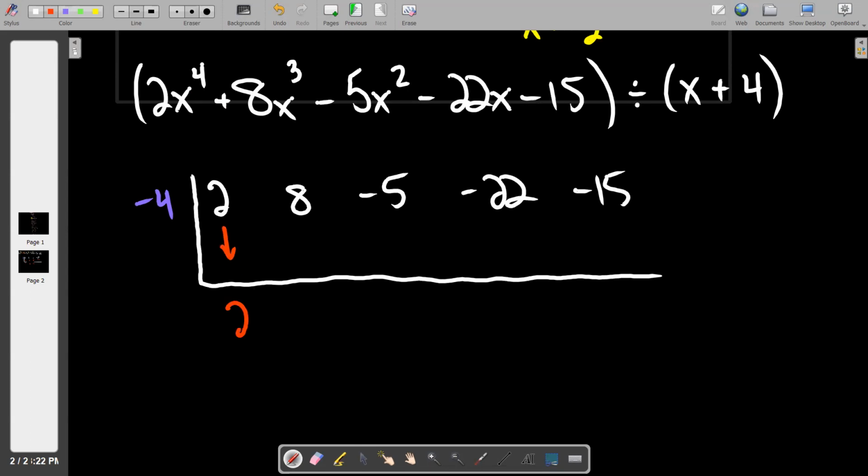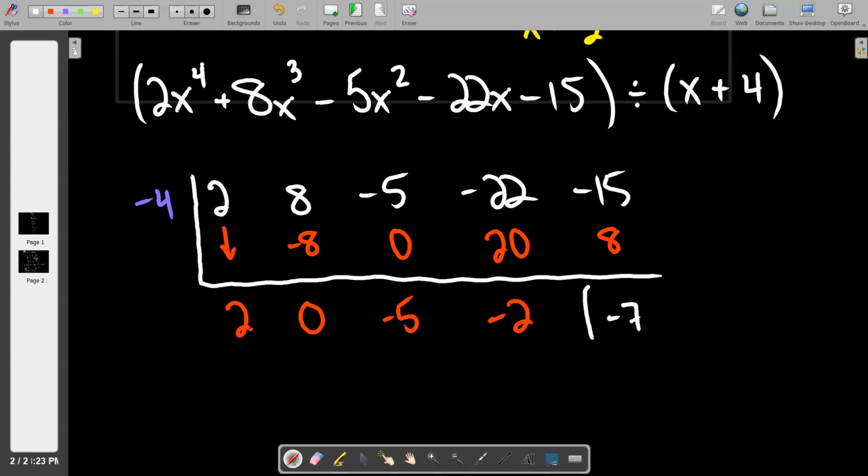When I drop the 2, I get 2. When I multiply, I get -8. And that 0 is what makes you go, whoa. Just carry on. Let's keep it going. So what's -4 times 0? It's a 0 right here. Add them together. What do you get? You get -5. Multiply. What do you get? You get +20. Add those together. What do you get? -2. Multiply. What do you get? +8. Add them together. What do you get? Box it up. That's your remainder.